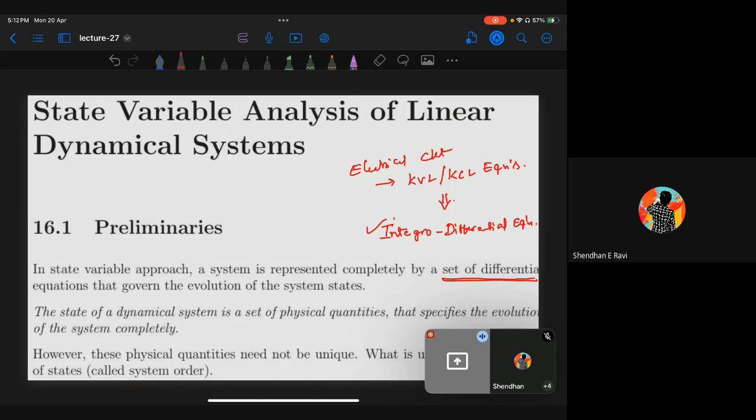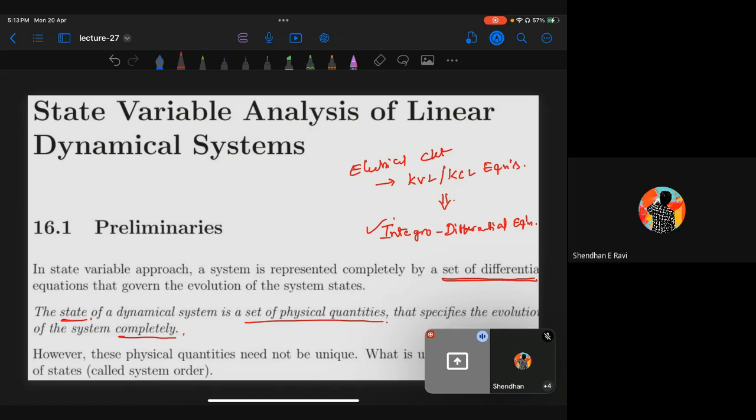Okay, so basically these integral differential equations, or this set of differential equations. The state is nothing but what? State is defined as the set of physical quantities that specifies the evolution of the system completely. Okay, so you can understand it easily.